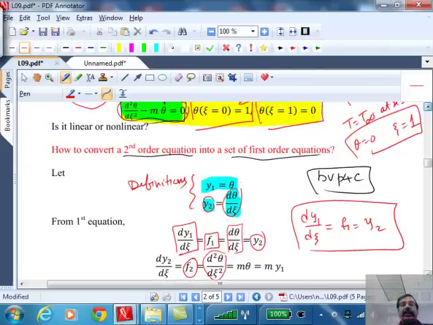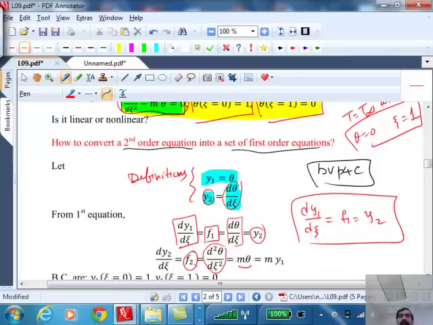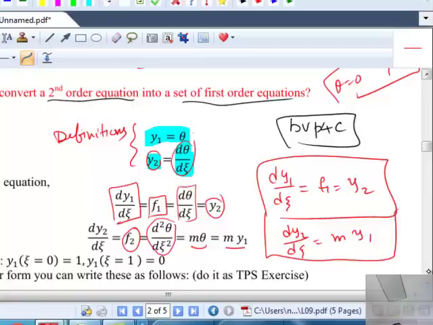d²θ/dψ², I look at this original equation, and I move this to the right hand side, it's the same as mθ. So I make my second function f2 as mθ, which is the same as y1. I am solving the original problem. So the second equation becomes dy2/dψ equal to m times y1. If I solve those two equations in two variables y1 and y2, I would have solved my original problem. And the solution will be saved in the element y1 in that vector y. Any questions on that?